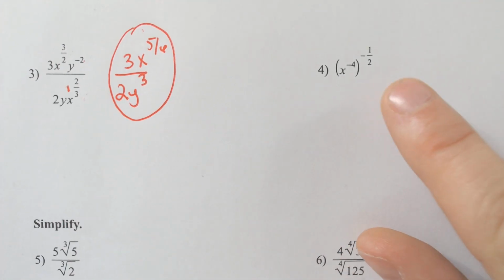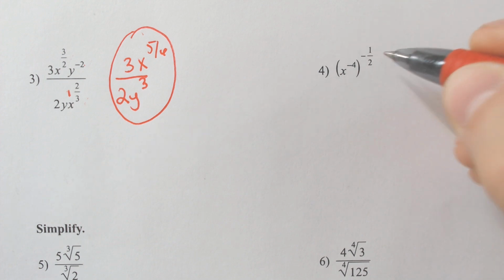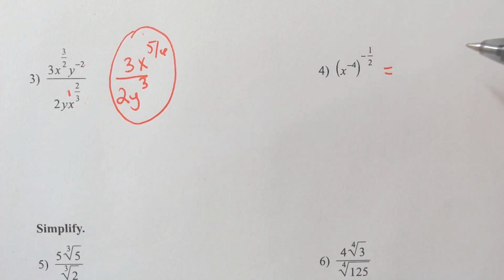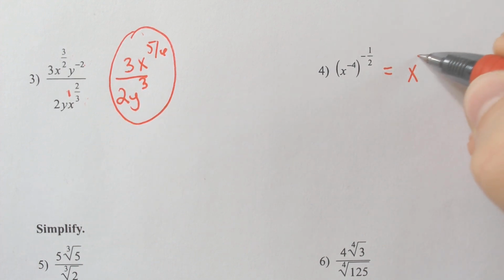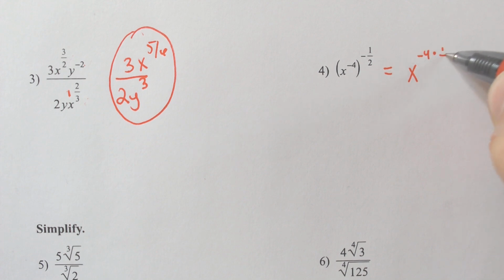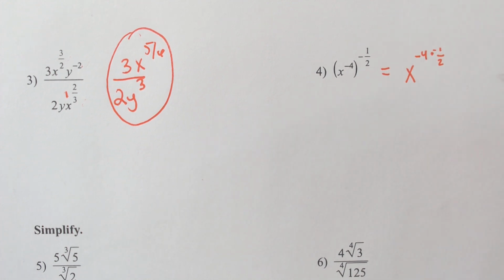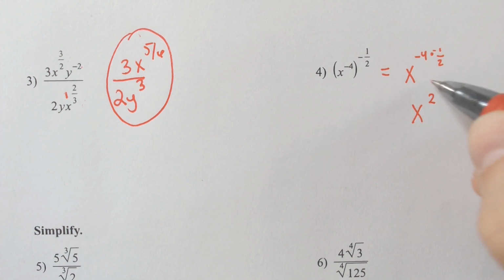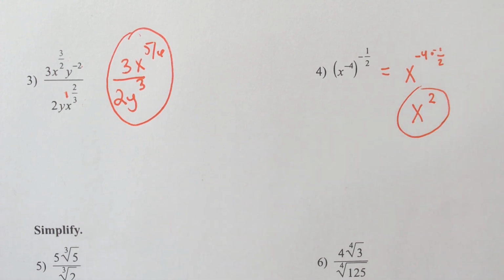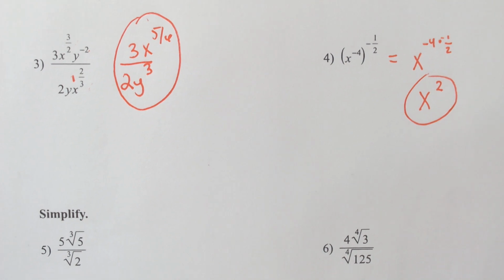Next one, number 4. This one, a power raised to another power. We do not add our exponents. We would multiply -4 times -1/2. And when we do that, we end up with just x to the 2nd power. -4 times -1/2 is 2. So that's all it is. It's 2.